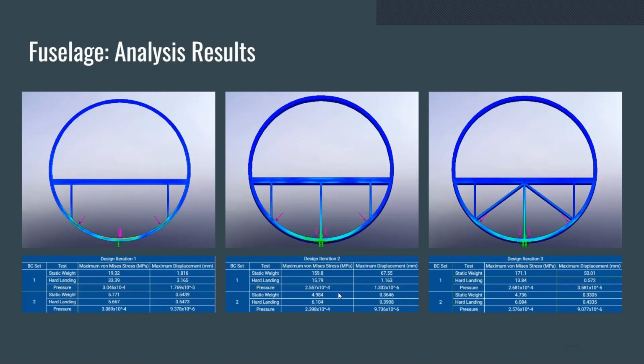While the static test showed increases in maximum stress across the three iterations, which was likely due to increases in weight with each design with the inclusion of additional support structures, each iteration was able to handle hard loading better than the previous. The stress due to pressure increased slightly between iterations 2 and 3. However, the iterations both performed better than the original design.